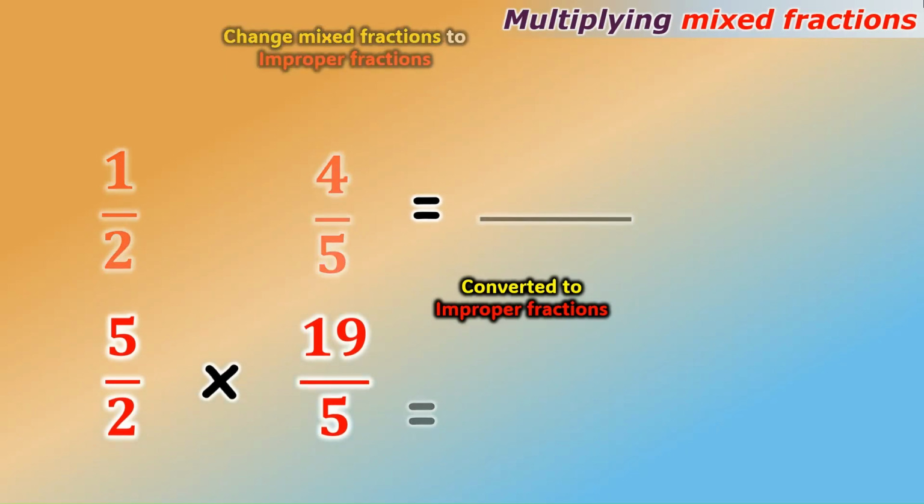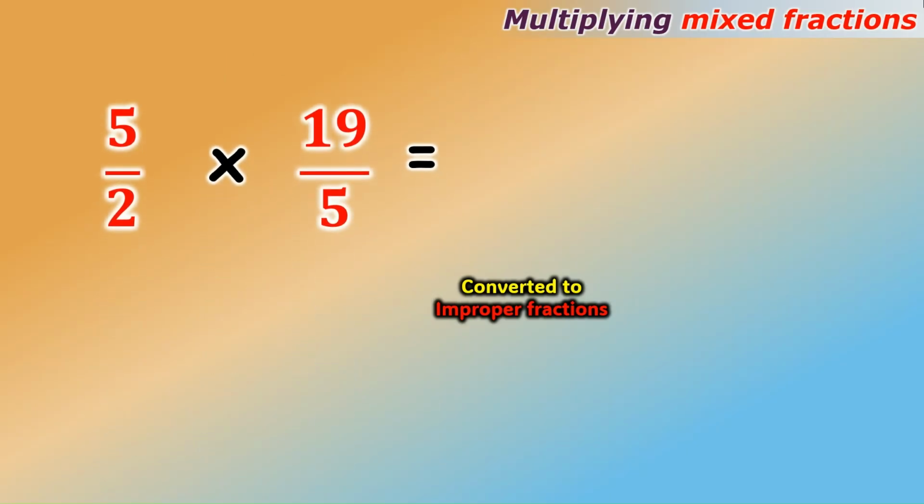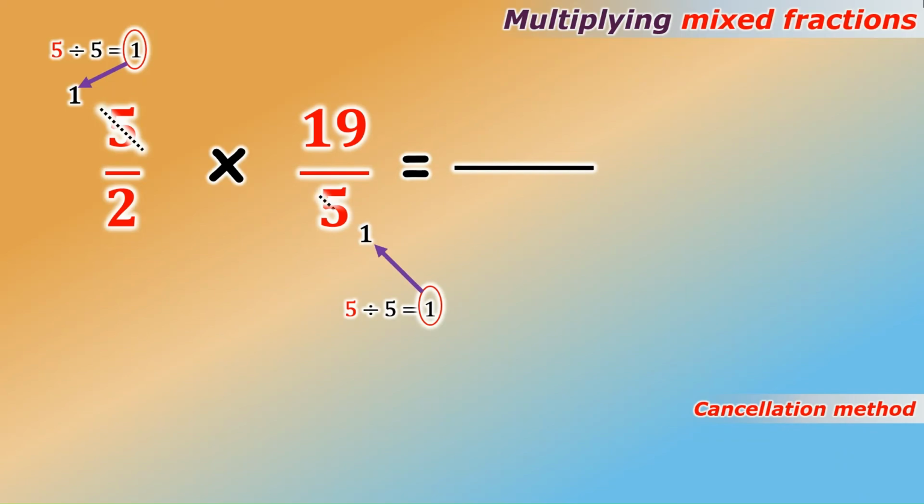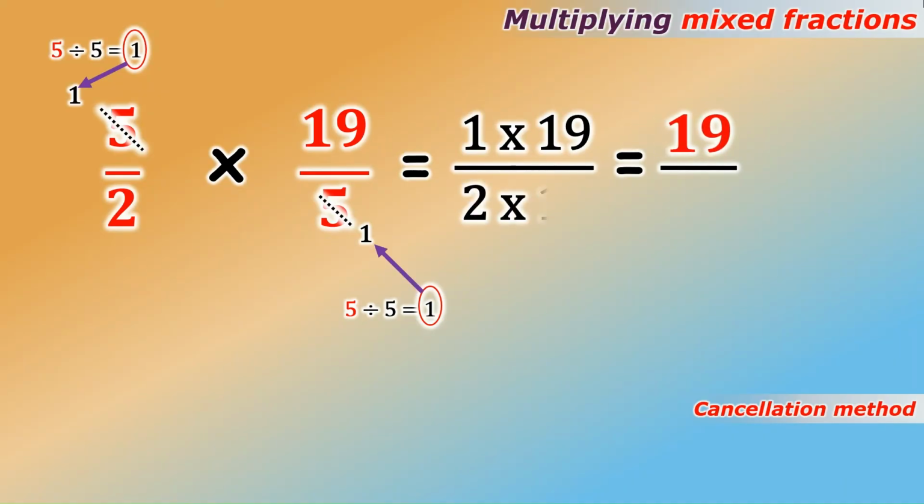Let's apply the cancellation method. The numerator 5 and the denominator 5 share the same common factor of 5, so we divide them both by 5 to have exactly 1. Let's multiply now the remaining numerators and the remaining denominators. 1 times 19 equals 19. 2 times 1 equals 2.